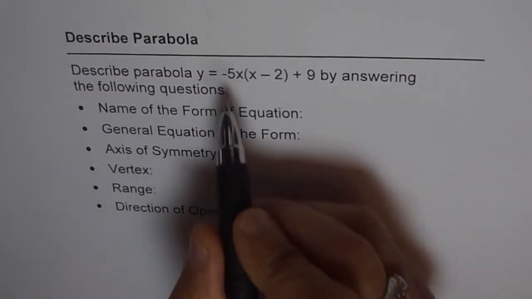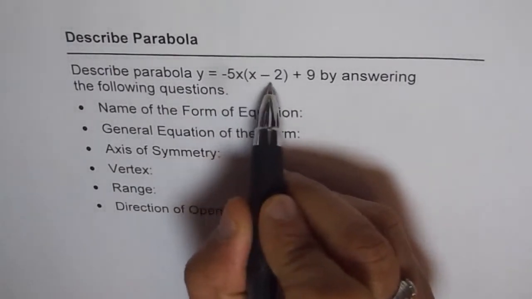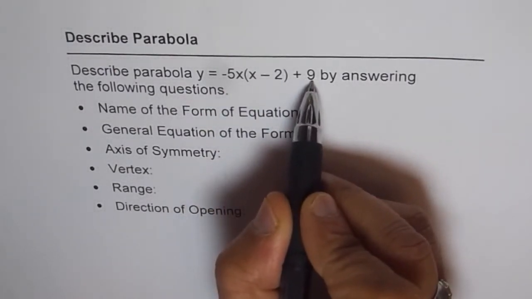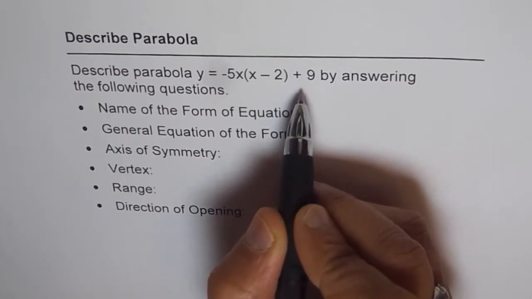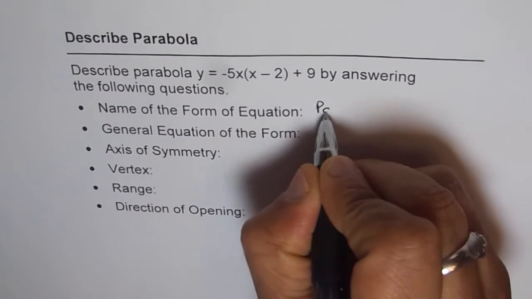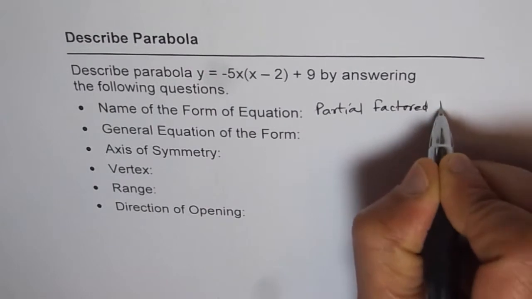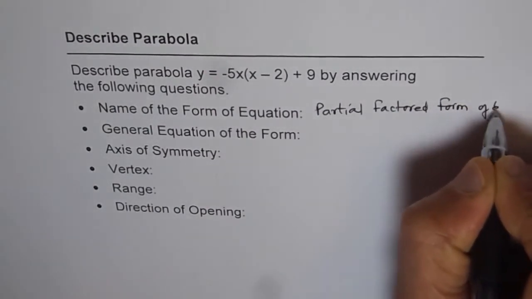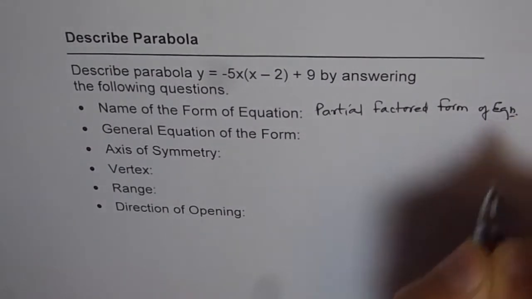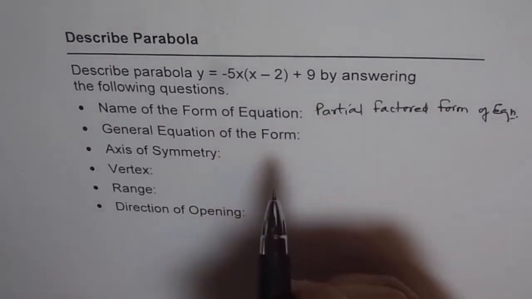Now, I've seen that this form of equation is not so commonly used, and therefore I have taken up this equation in this video, and I hope that helps you and provides you some additional information. Now this equation, -5x, and we have kind of a factored form here, plus 9. Do you see that? So we call this equation a partially factored form of equation. It's not totally factored, right?